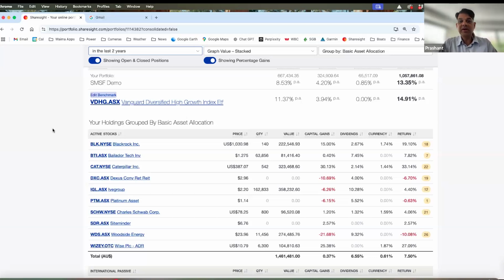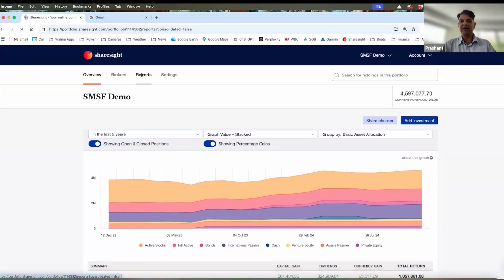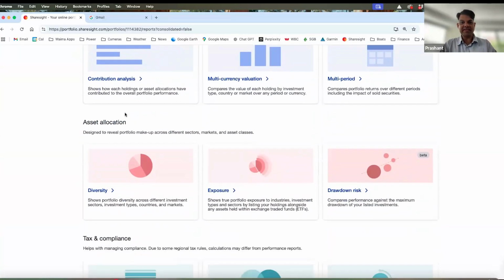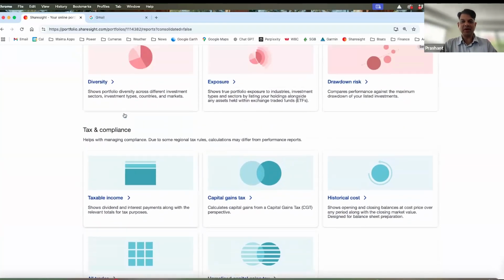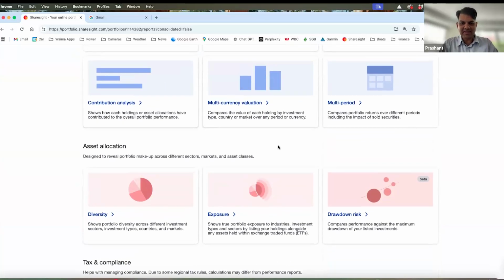Again, on drawdown risk, an anonymous question: will drawdown risk be available to investor users? We haven't made the final call yet on that, but most probably yes is the answer. So please watch this space.